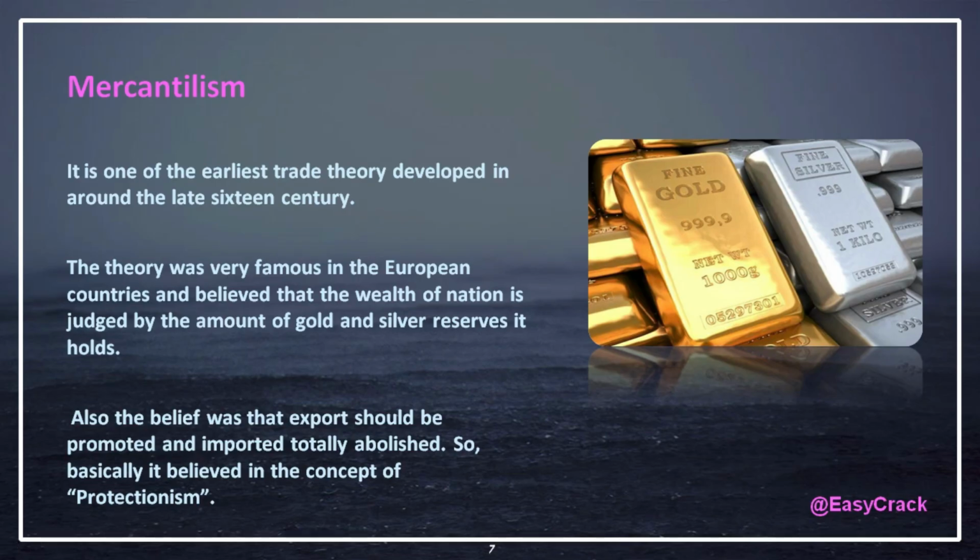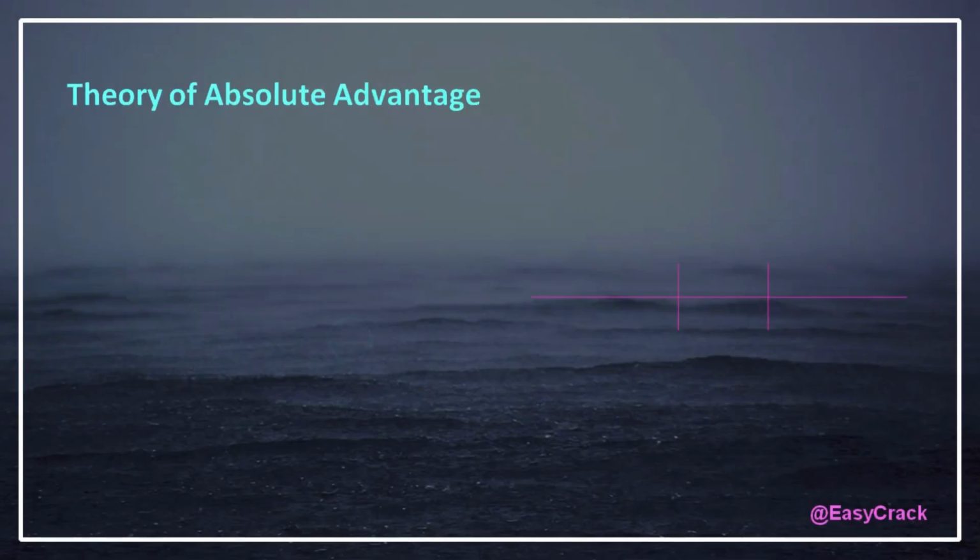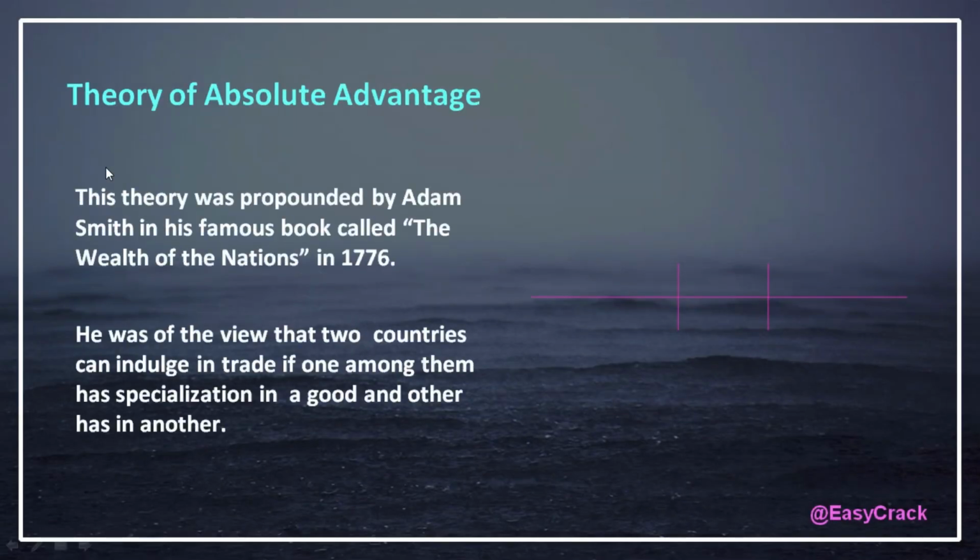Now the next theory is the theory of absolute advantage. This theory was propounded by Adam Smith in his famous book called The Wealth of Nations in 1776. So he was of the view that two countries can indulge in trade if one among them has specialization in a good and the other has it in another. So what do we exactly mean by this? Let us understand this through an example.